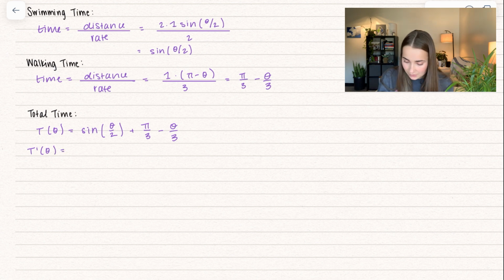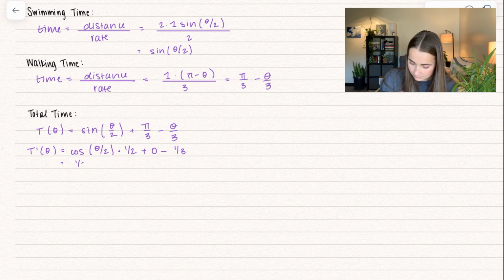And so let's take the derivative of sine. The derivative of sine is cosine of theta over 2. And now we have to multiply by the derivative of theta over 2, which is just going to be 1/2. The derivative of pi over 3, remember pi is a scalar, so this is just going to be 0. And now the derivative of theta divided by 3 is 1/3.